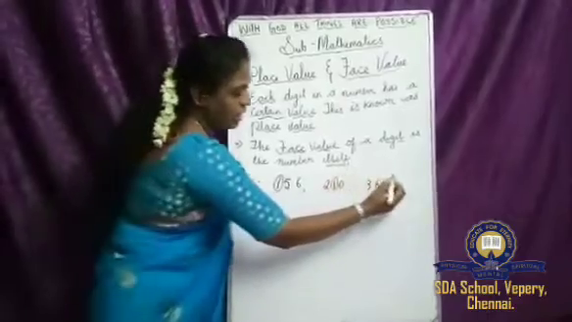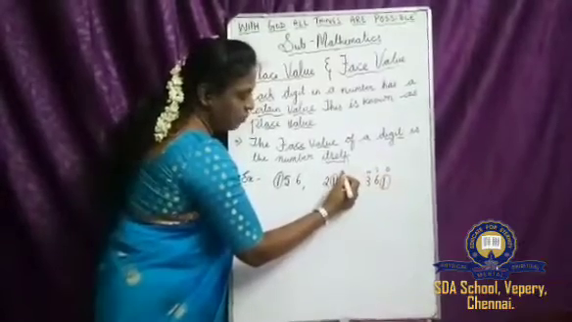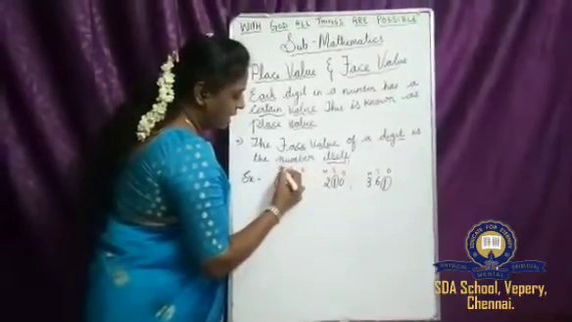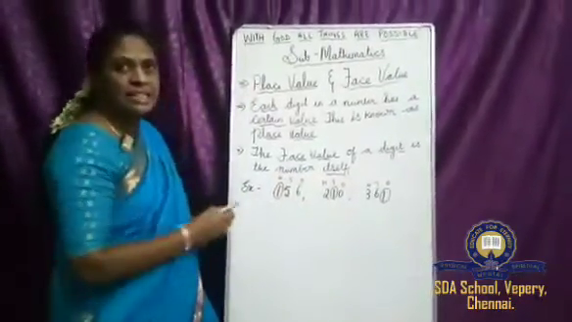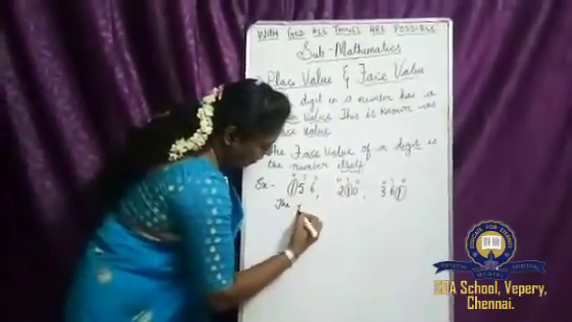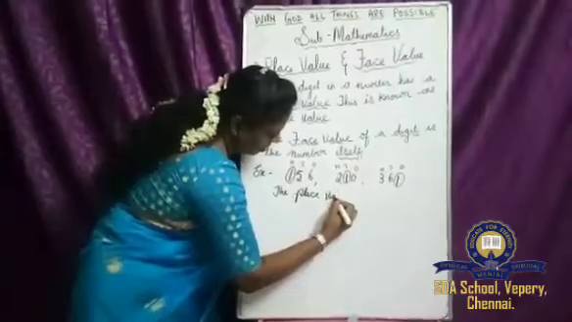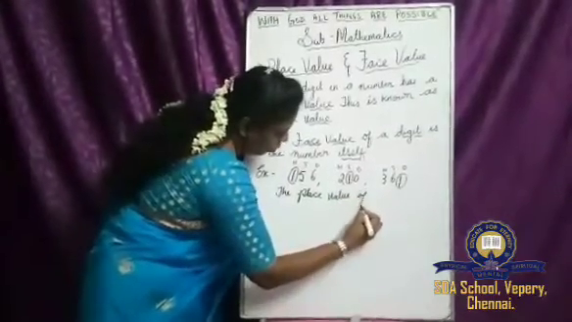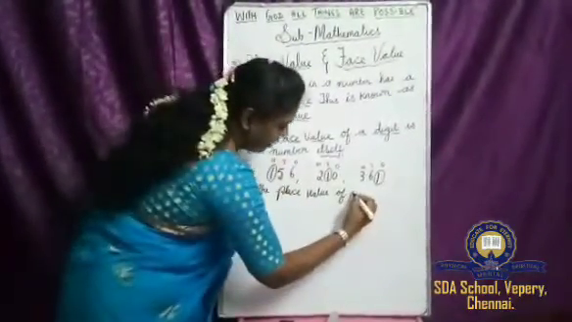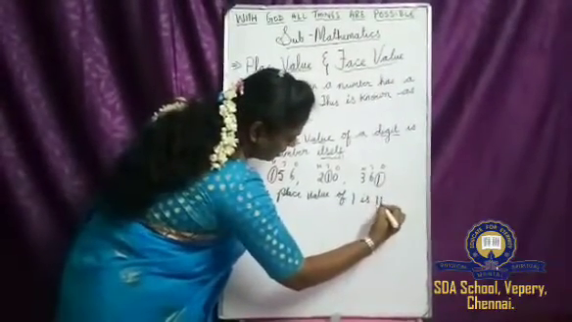For example, we can write here ones, tens, hundreds. The same thing, ones, tens, hundreds. Now let us see the place values. The place value of 1 in this number, okay? The place value of 1 in this number is hundreds.